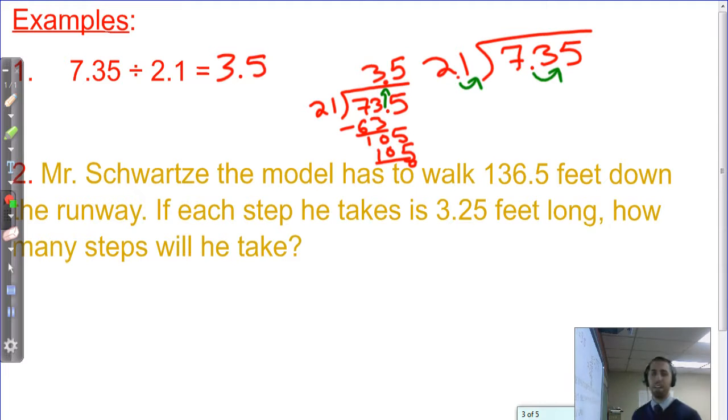That's our answer here. Number 2, Mr. Schwartz, the model. Oh, there's a model named Mr. Schwartz apparently. Who could that be? I have no idea. Has to walk 136 and 5/10ths feet down the runway. If each step he takes is 3 and 25/100ths feet long, how many steps will he take?